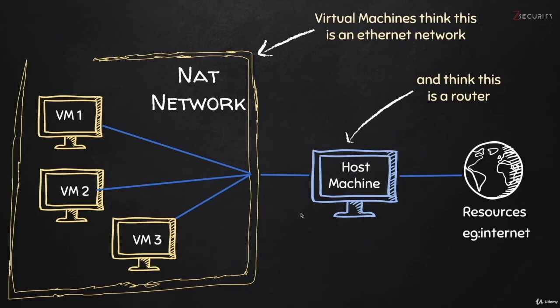Now, this virtual network will rely on the connection of your host computer. So it will not need any extra interfaces. It will not need any extra adapters. And as far as the virtual machines are concerned, they are connected to an Ethernet network, but in reality, they are connected through the host machine.